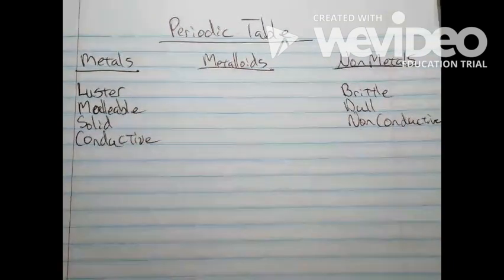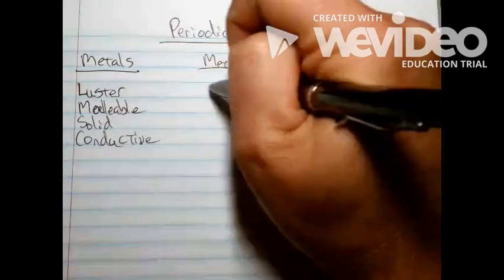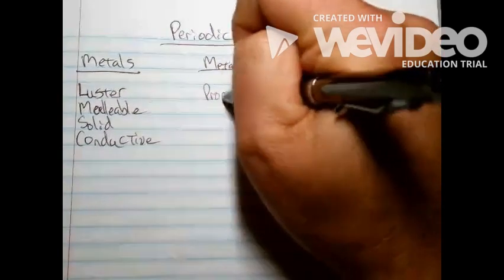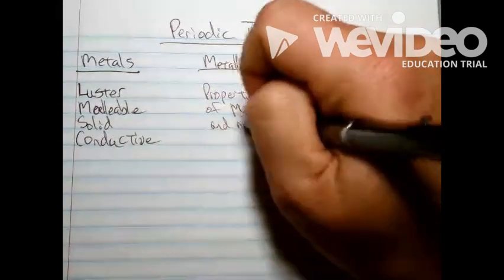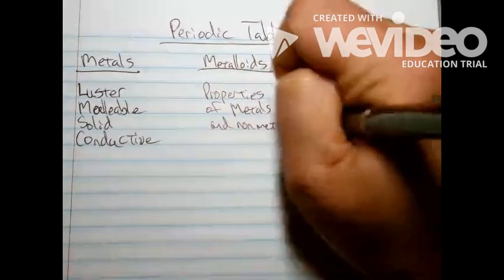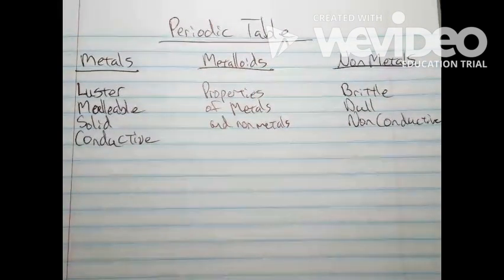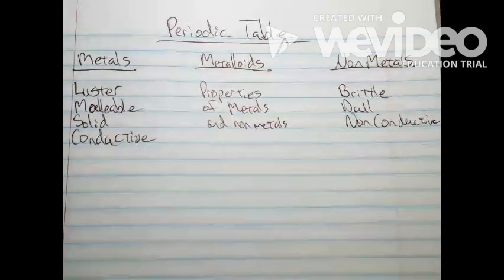What about metalloids? What are some properties of metalloids? Some of them are shiny. Yep, so they have properties of metals and nonmetals. So your metalloids, kind of both. It depends on what it's bonded to.